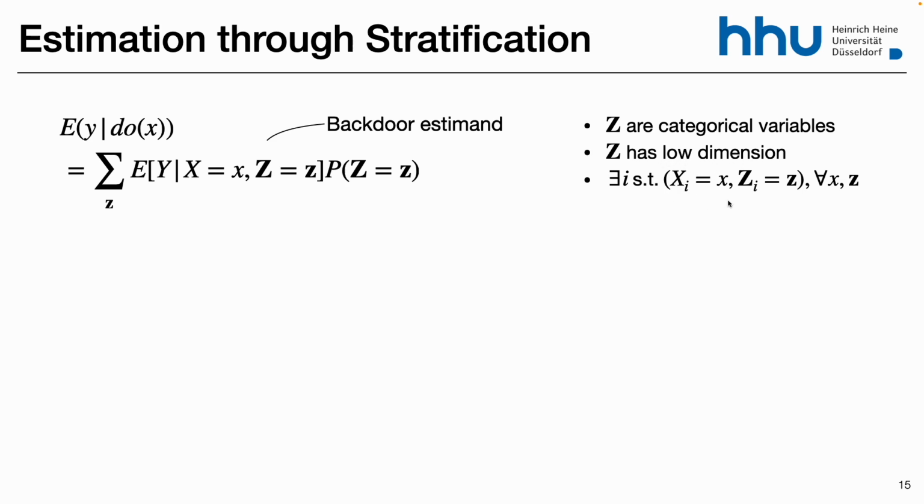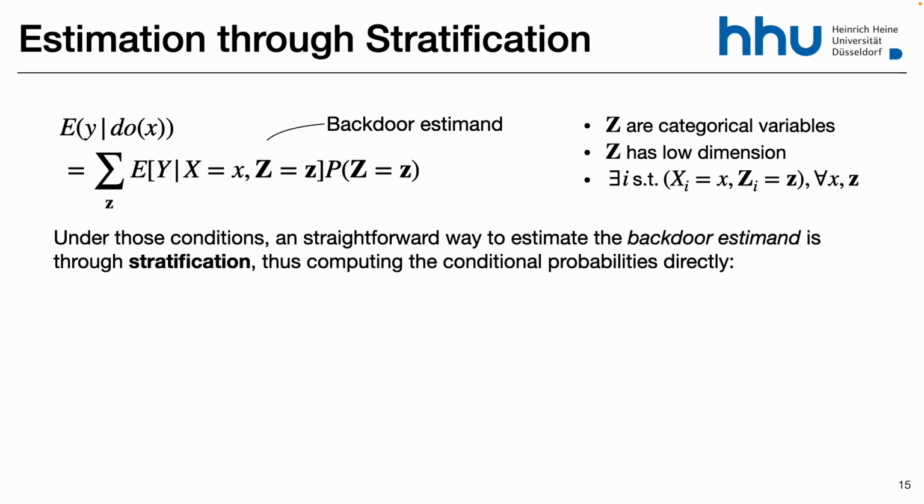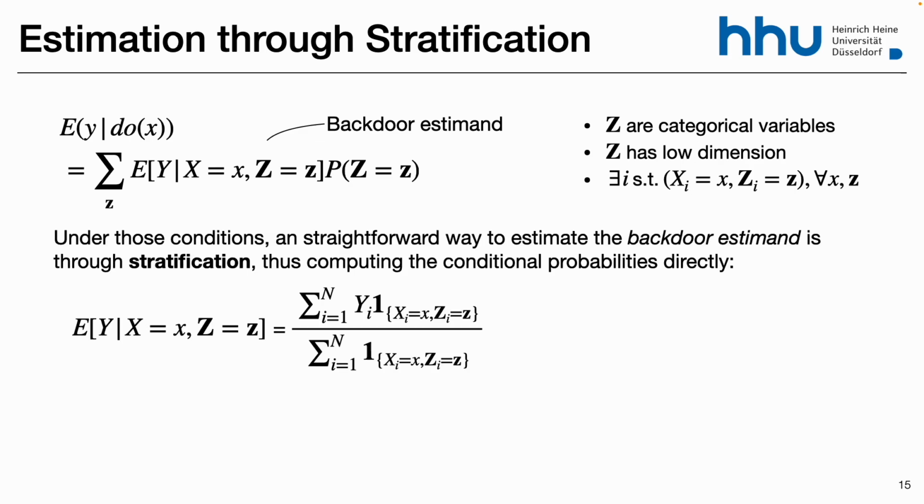it's really probable that you won't observe any observation in this category. So this is an assumption called positivity. You have to have observations for all subclasses that you are considering. If this is true, then you can just use this stratification. So you can compute, for example, this is just sample estimation.